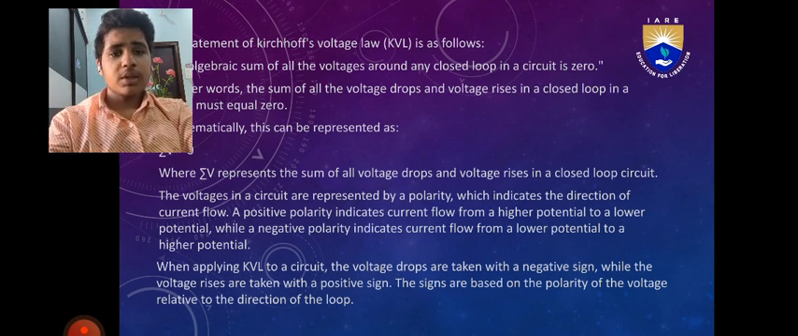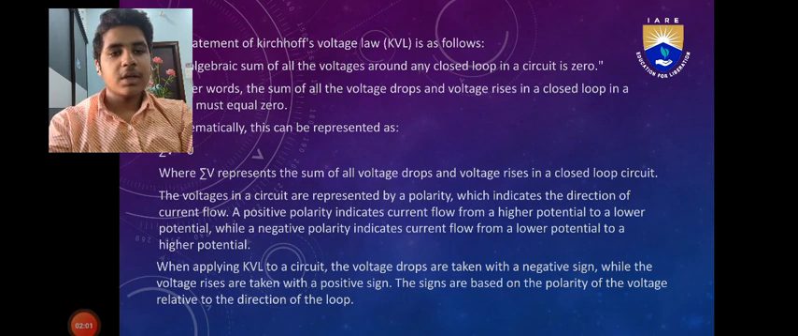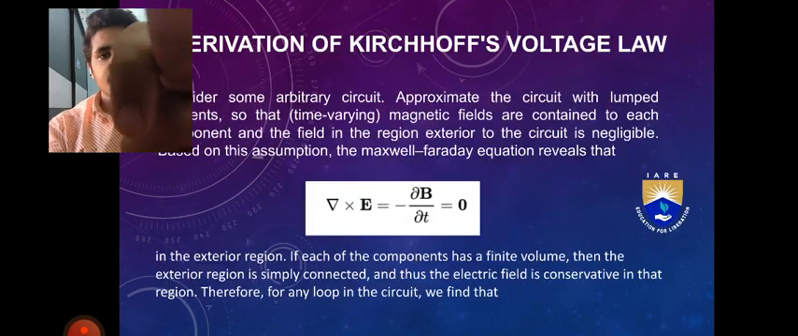The voltages in a circuit are represented by polarity, which indicates the direction of current flow. A positive polarity indicates current flow from higher potential to lower potential, while a negative polarity indicates current flow from lower potential to higher potential. While applying KVL to a circuit, the voltage drops are taken with a negative sign, while the voltage rises are taken with a positive sign. The signs are based on the polarity of voltage relative to the direction of the loop.